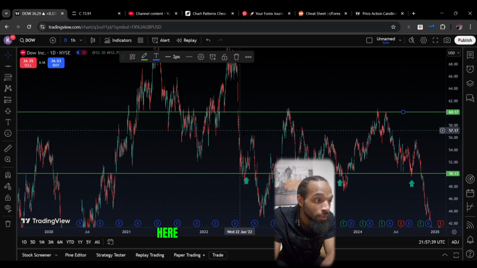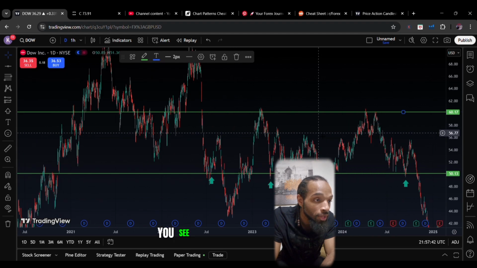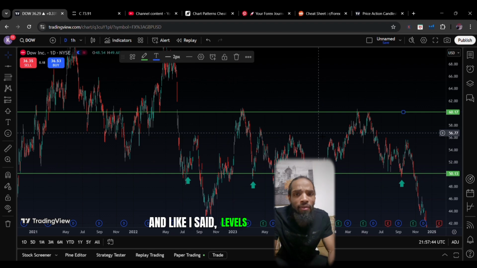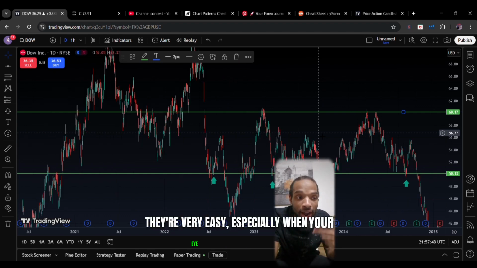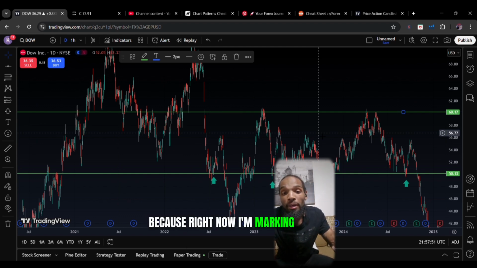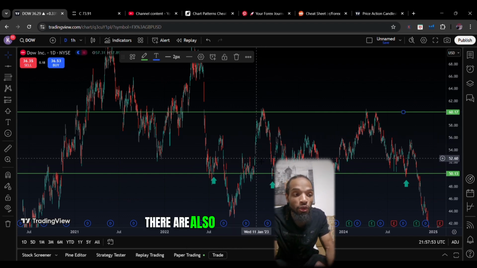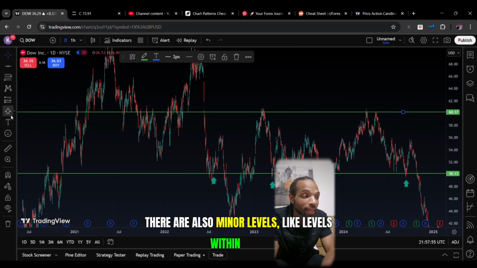Boom. Here goes another level right here. You see how I just crunched it up? And like I said, levels are very easy to identify. They're very easy, especially when your eye gets more trained, because right now I'm marking major levels. There are also minor levels, like levels within them.